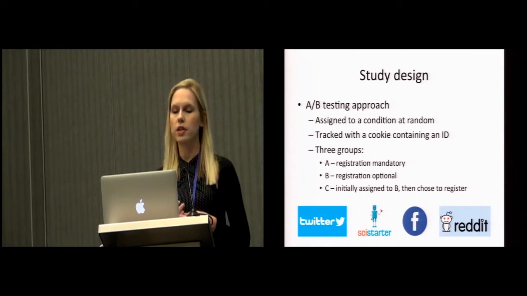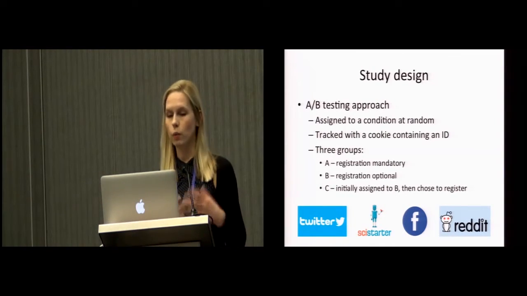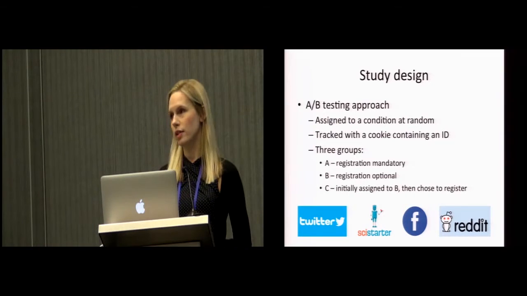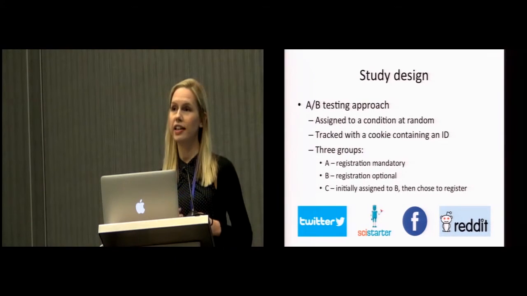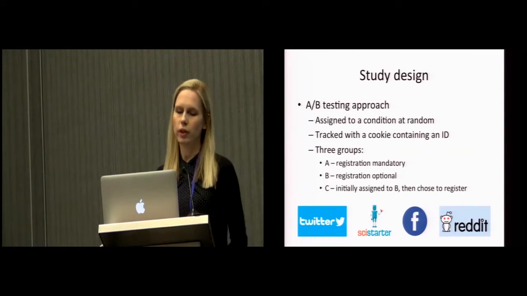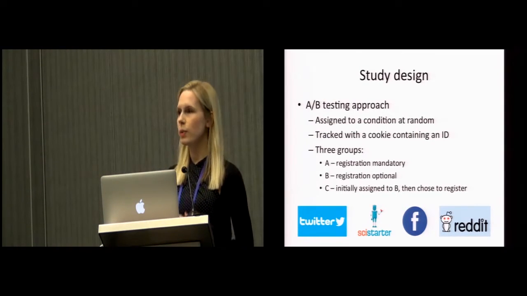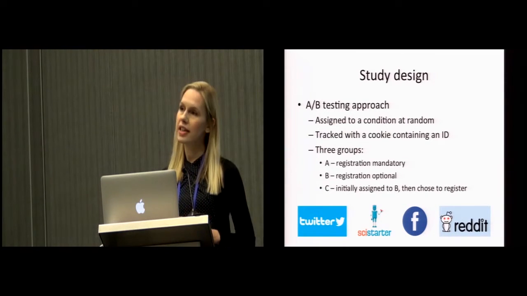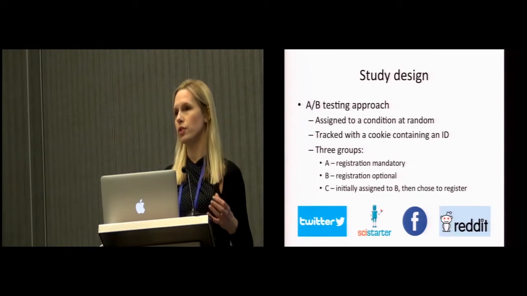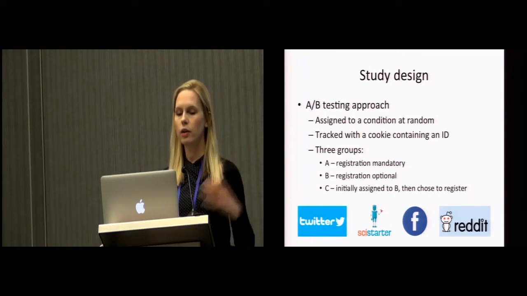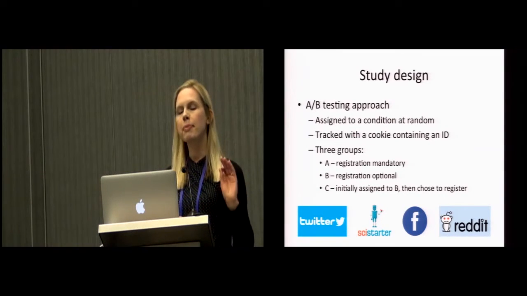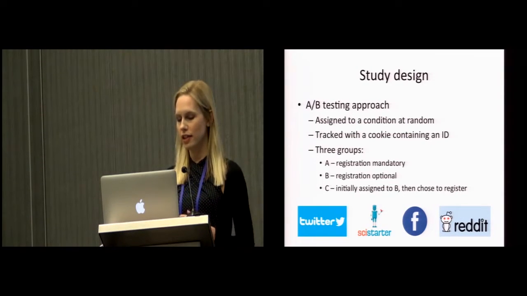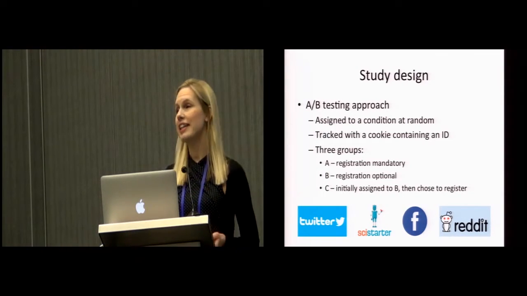So the study design followed an A/B testing approach. We conducted it in the wild with the live project, and we assigned people who were visiting the site to a condition at random, and we tracked them with a cookie containing an identifier. We divided people into 3 groups. The first group, A, is where registration was mandatory. In group B, registration was optional, and in group C, which we felt was useful to distinguish for analysis purposes, were people who were initially assigned to B, but then chose to register. We publicised the project via various social media channels, and we collected data for 6 weeks.